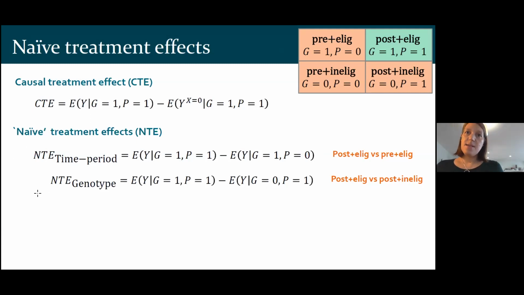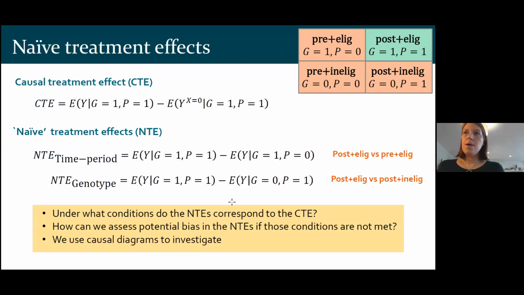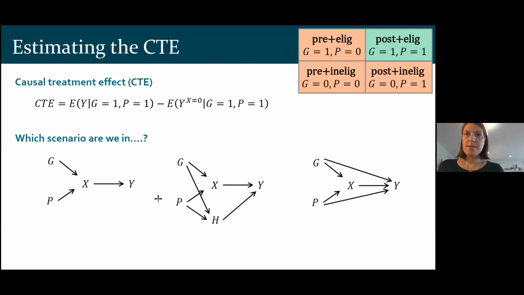Some of the other studies have used this other naive treatment effect, where they've estimated that second term in the causal treatment effect using the people in the ineligible genotype group, but in the right time period. So what we want to look at is under what conditions do these naive treatment effects correspond to that causal treatment effect that we're really interested in, and how can we assess potential bias if those conditions are not met. And we use causal diagrams to try and explain and investigate this.